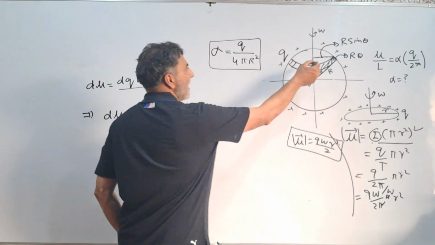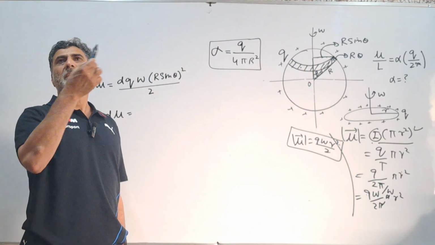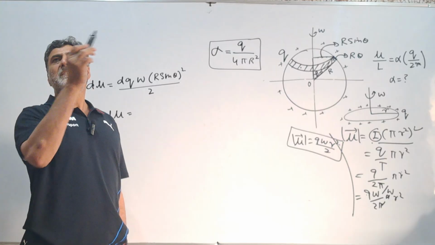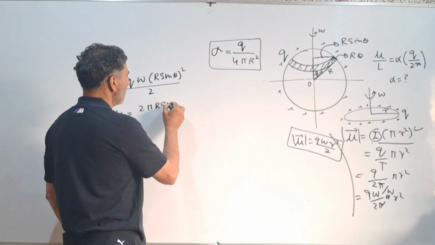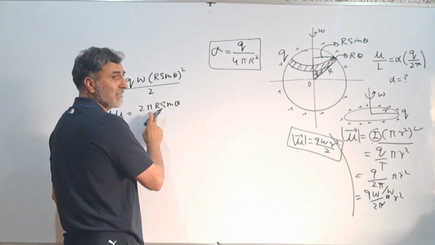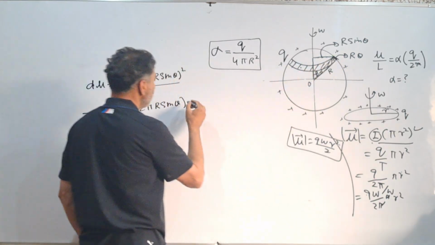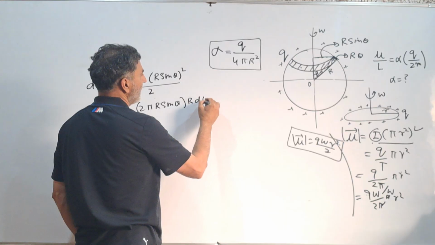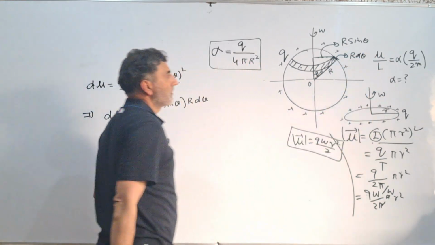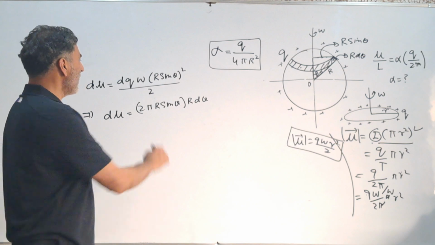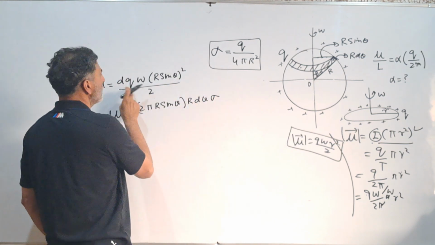First of all, I must know the area of this element. What is the area of this ring? First, what is the circumference? That is 2 pi r sin theta. This is the circumference, 2 pi r sin theta. I will multiply that circumference by the thickness r d theta. This is d theta. This is the area. Multiplying the area by sigma gives the charge dq.